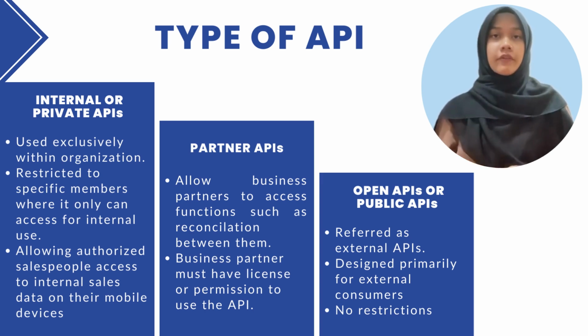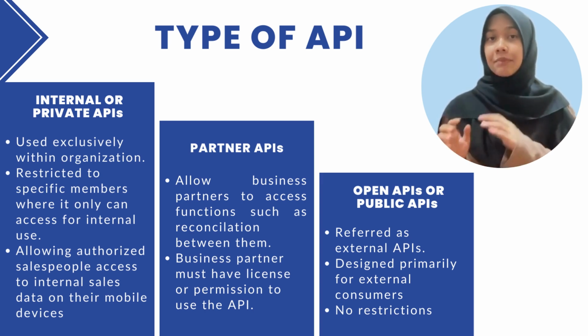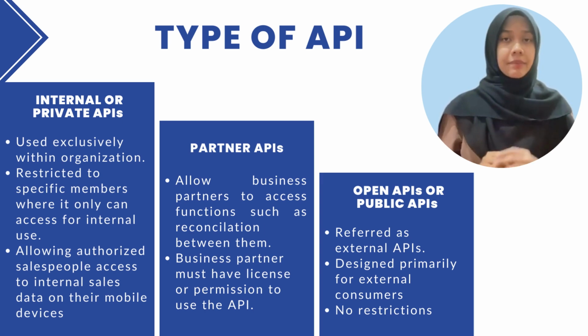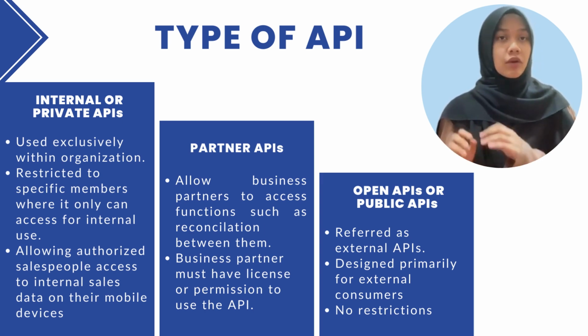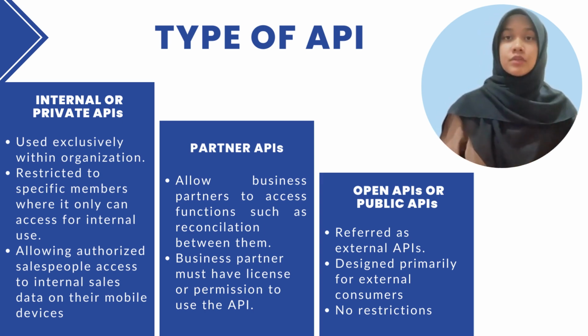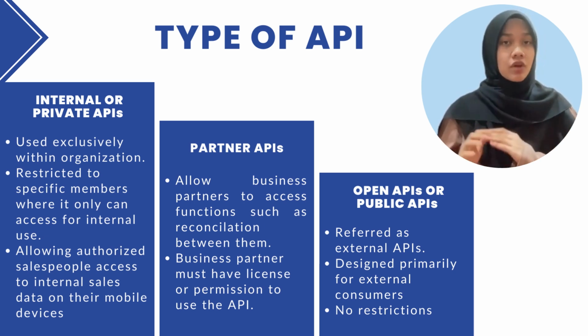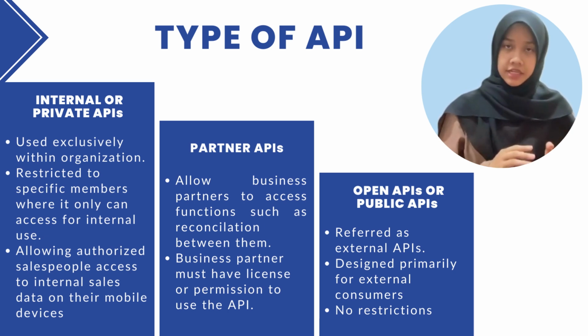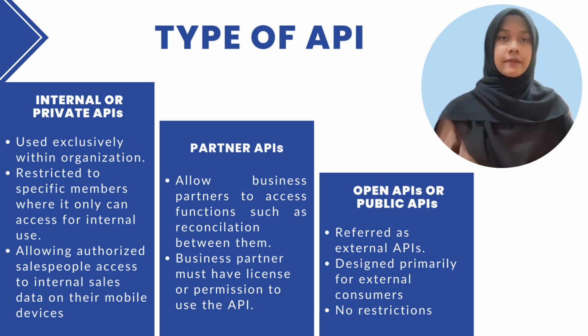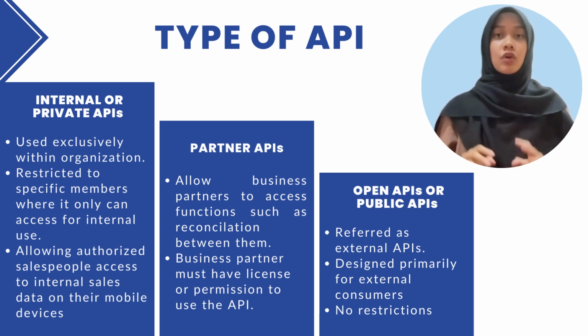There are three types of API. Firstly, the internal APIs or private API. These APIs are used exclusively within an organization. They are restricted to specific members. Financial apps is one of private API where it manages all aspects of finances, from checking and savings account to credit cards.